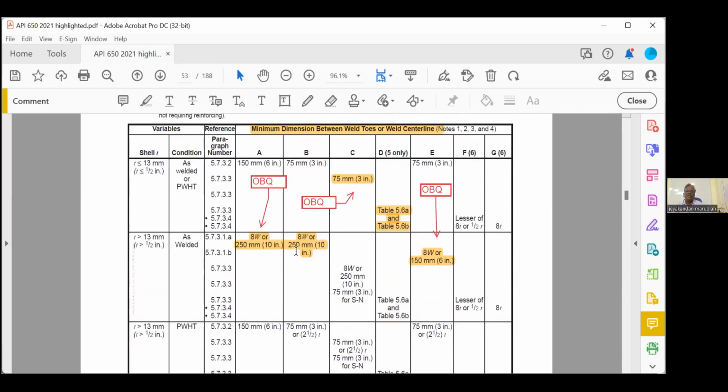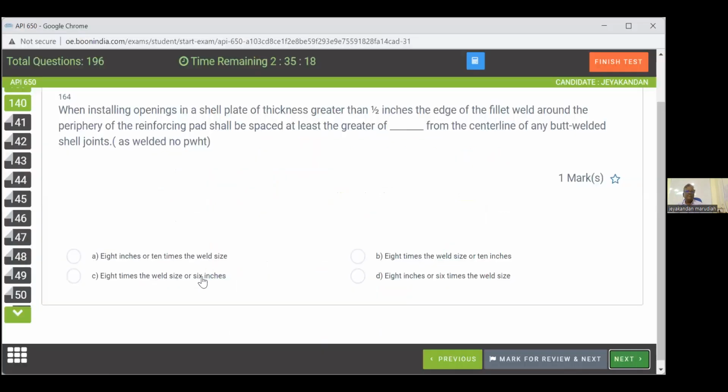8, both are the same only. A and B are the same: 8 times W, meaning weld size, or 10 inch. Here you can see that it is highlighted. Okay, this is the answer. Whether it is horizontal or vertical, the dimension is the same. Okay, so the answer is 8 times the weld size or 10 inches. This is the way you have to answer it.